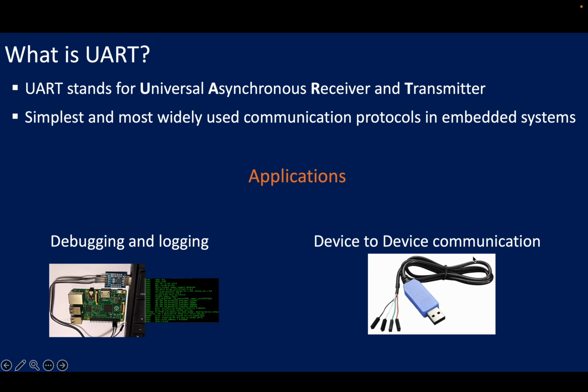Device to device communication. UART is used to communicate with other devices like USB, GPS, GSM, Wi-Fi, Bluetooth, and many more. These modules send and receive data with the microcontroller using UART. To sum it up, UART is everywhere, from development and debugging to module communication to industrial and consumer electronics. It is one of the most essential communication methods in embedded systems.